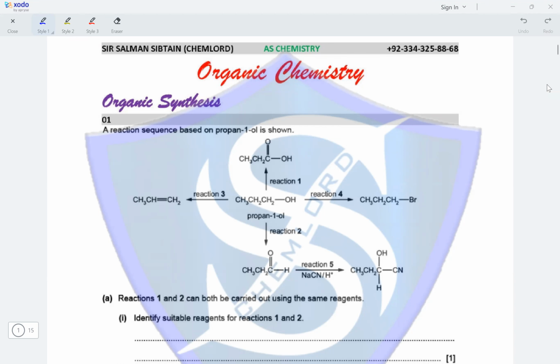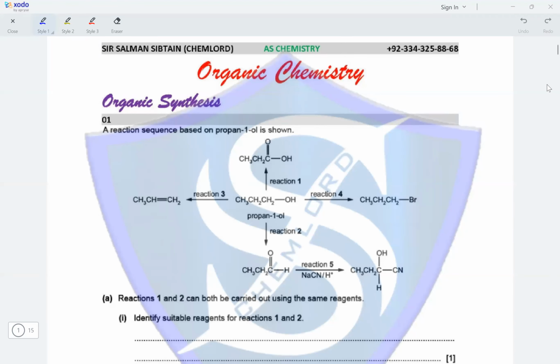So we have propan-1-ol here in the center. In reaction 1, it is converted into a carboxylic acid. That means it undergoes oxidation. In reaction 2, it is converted into an aldehyde, also undergoing oxidation. Aldehyde in reaction 5 is converted into a cyanohydrin. So this is nucleophilic addition.